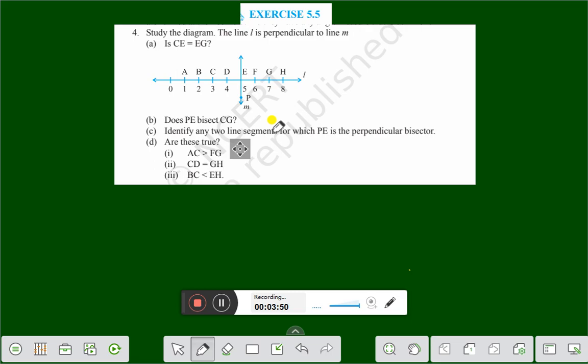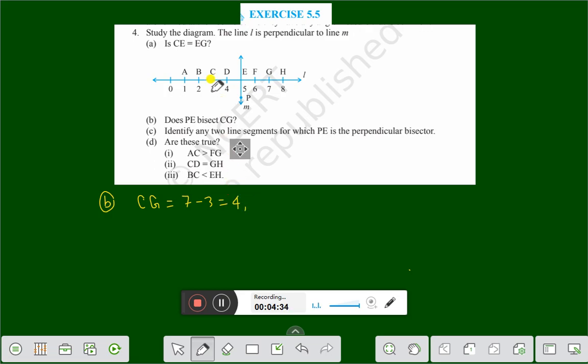Here we are solving question number B. The question is, does PE bisect CG? First we are writing the value of CG. The length of CG is equal to, we are finding the value. The final value is 7 and the initial value is 3. That is 7 minus 3, which is equal to 4, right? CG is equal to 4.